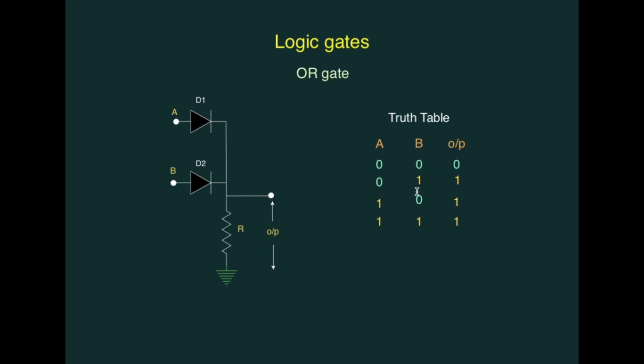If either A or B is in logic state 0, whereas the other one is in logic state 1, the output remains in logic state 1. When both the inputs A and B are in logic state 1, again the output is in logic state 1. This is the truth table of OR gate.